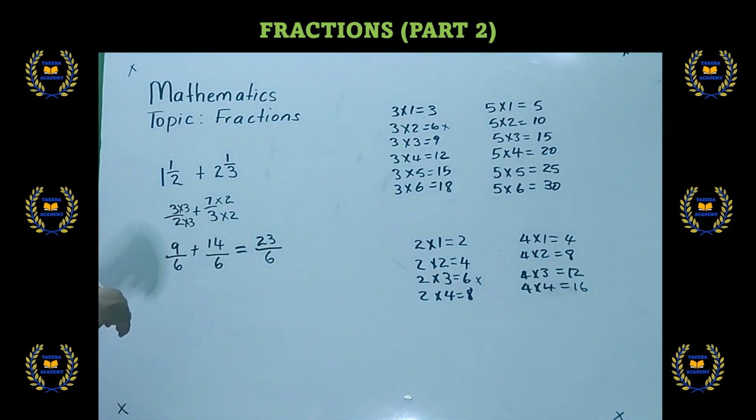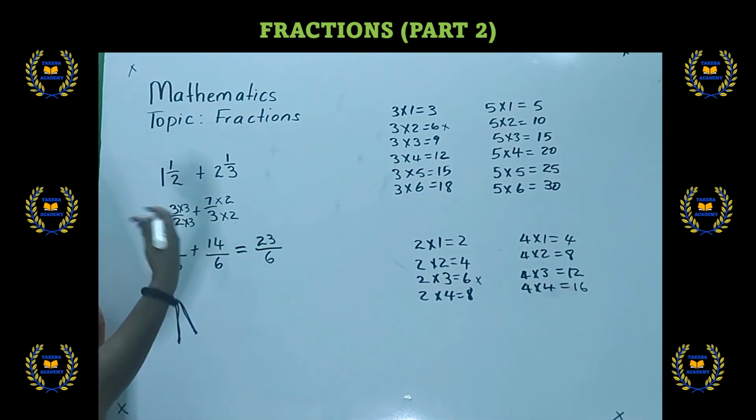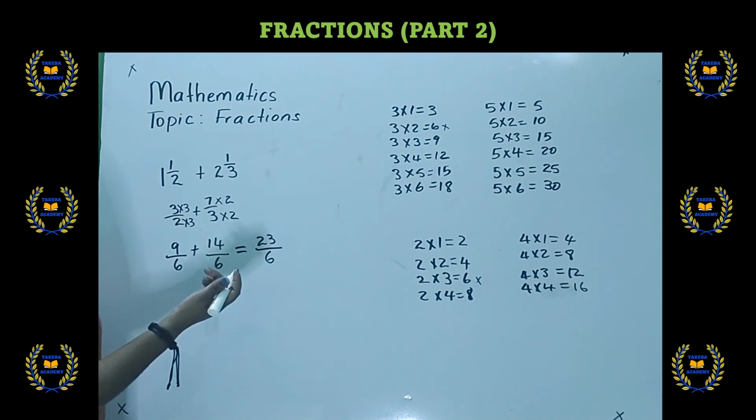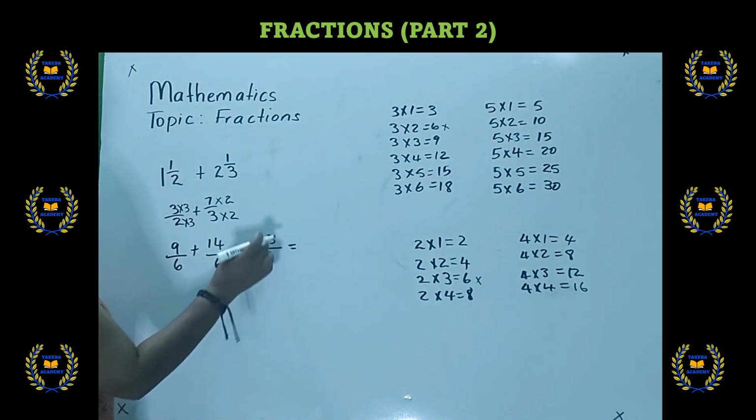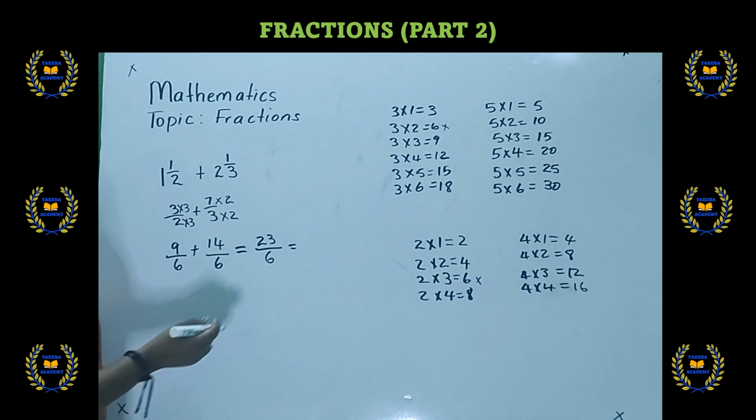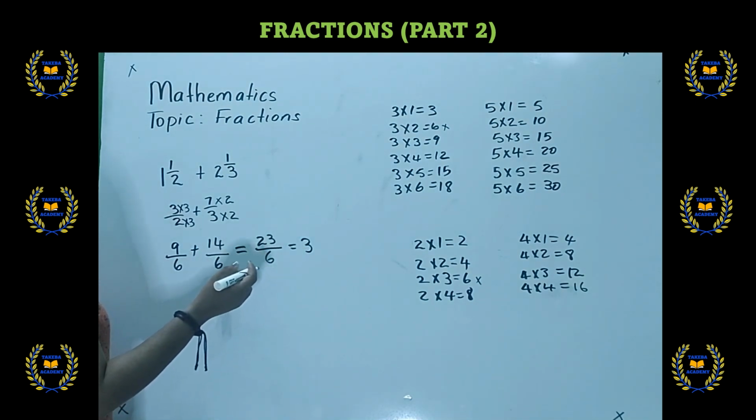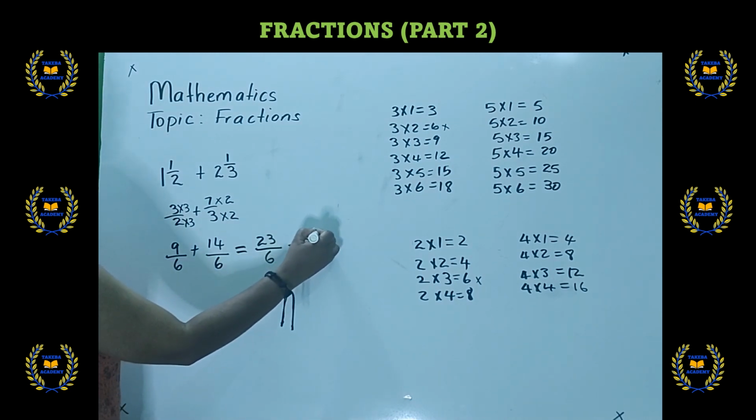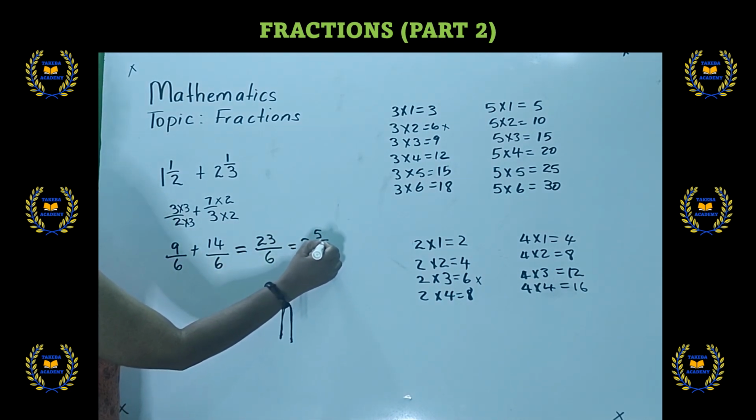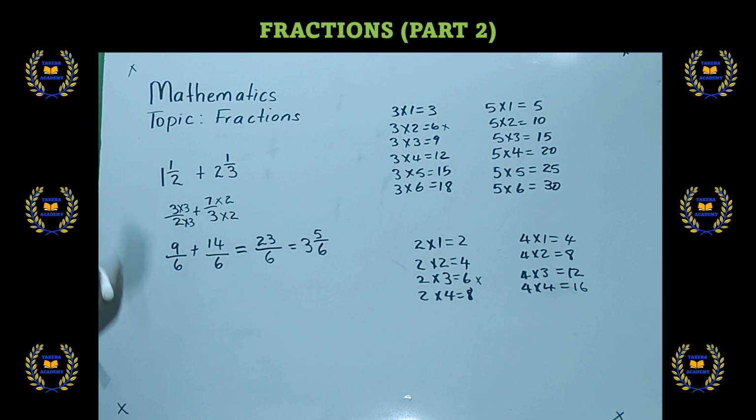Again, we can change this to a mixed number, okay? How many groups of 6 can you get out of 23? The answer is 3, right? 3 groups of 6, that's 18. So the remainder is 5, and that goes over 6, okay? So there you have it, adding mixed numbers.